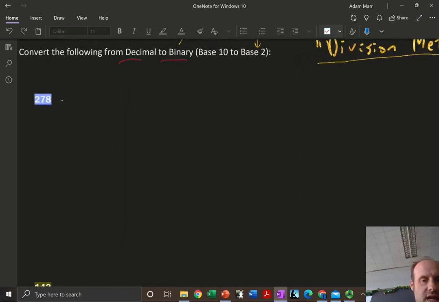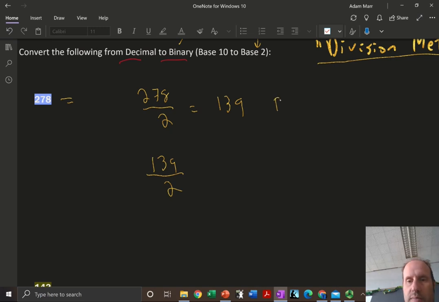So we're going with 278. We'll take 278 and divide that by 2. 278 divided by 2 gives us 139, and that comes out exact because it is an even number. Now we're going to take 139 and divide that by 2. Sorry, put 139 remainder 0 right here. Whatever the remainder is, just put it. So, 139 divided by 2.